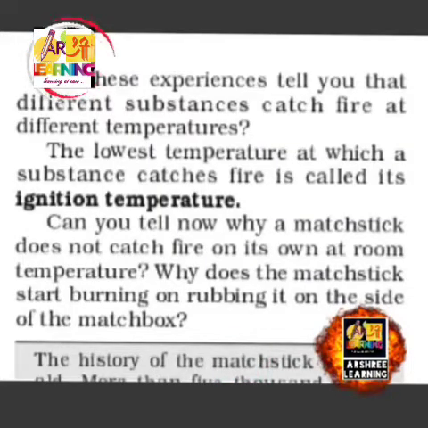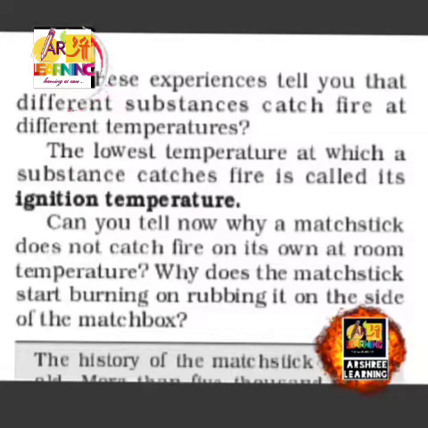Whenever we try to burn a matchstick, we have to rub it on the matchbox. On rubbing, the tip of the matchstick becomes hot and it catches fire. The lowest temperature at which a substance catches fire is called its ignition temperature, the temperature at which a substance burns. Why does a matchstick not catch fire by itself? It does not catch fire because it does not reach its ignition temperature. The moment the matchstick reaches its ignition temperature, it will catch fire.